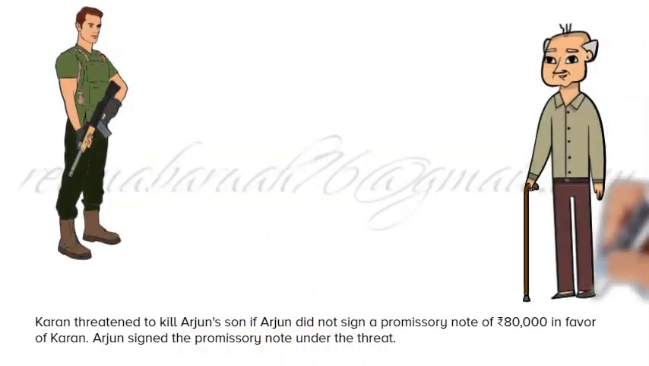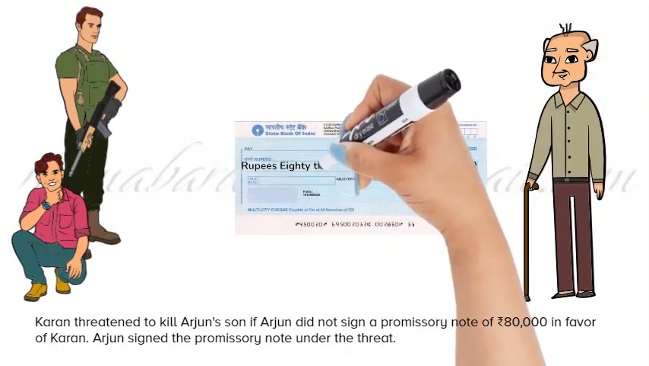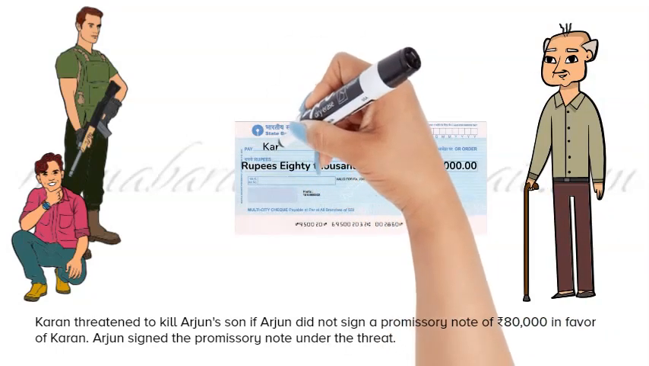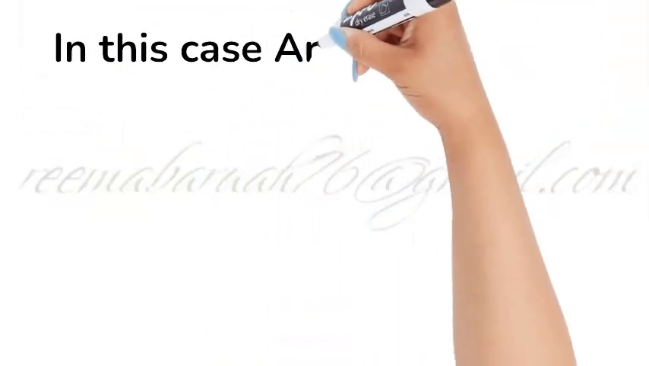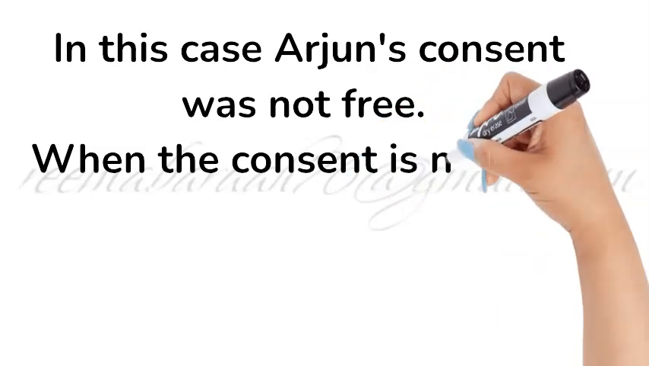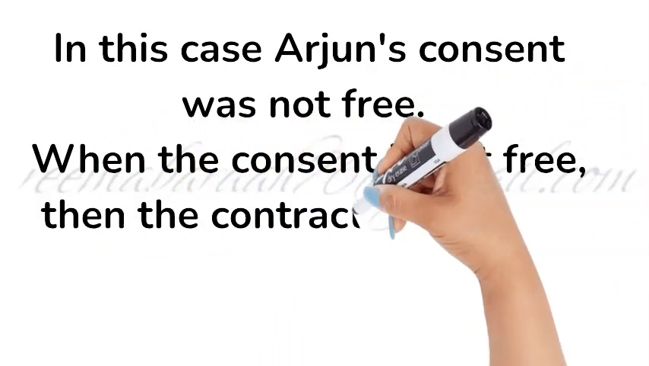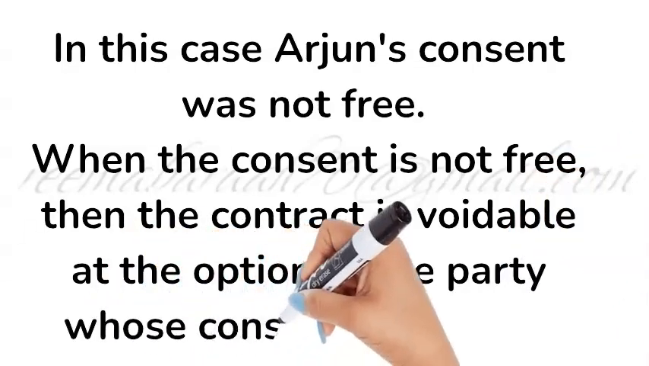Example: Karan threatened to kill Arjun's son if Arjun did not sign a promissory note of rupees 80,000 in favor of Karan. Arjun signed the promissory note under the threat. In this case, Arjun's consent was not free. When the consent is not free, then the contract is voidable at the option of the party whose consent is not free.